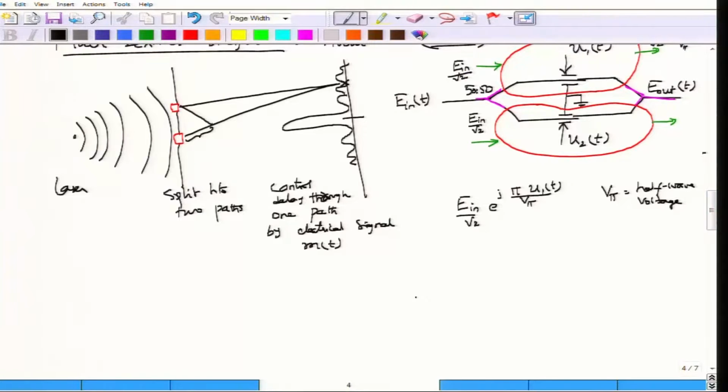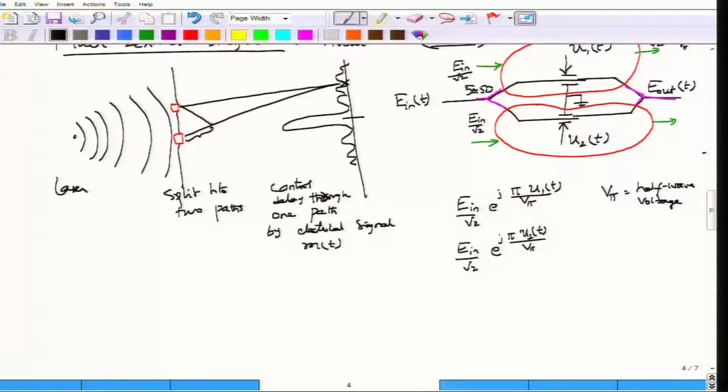What would be the output of the second phase modulator? Well, we already know how to do that one. It would be E in by root 2 e to the power j pi, but this time it is not u1 of t, it is u2 of t divided by v pi. Now, how do we combine them to form the outputs? Again you take this electric field times 1 by root 2, this electric field times 1 by root 2, and then combine them.